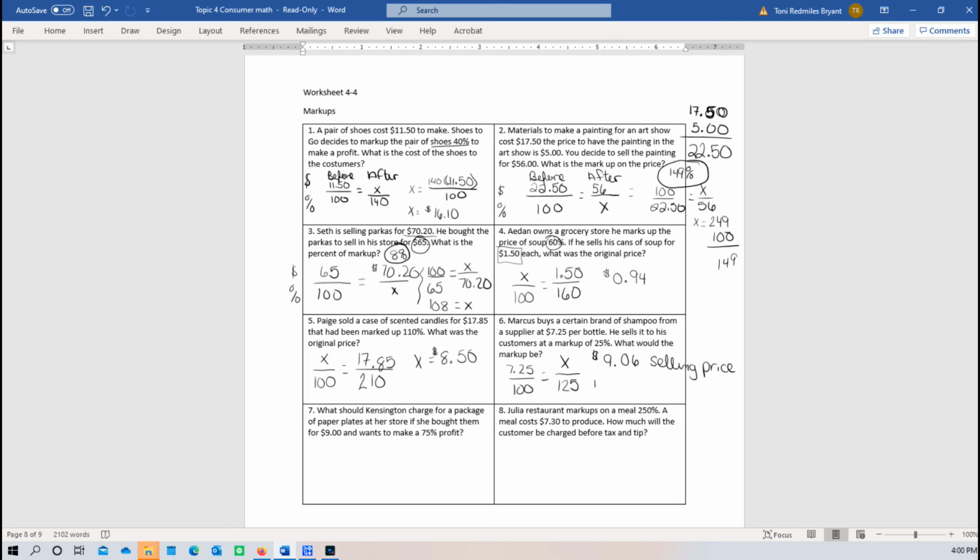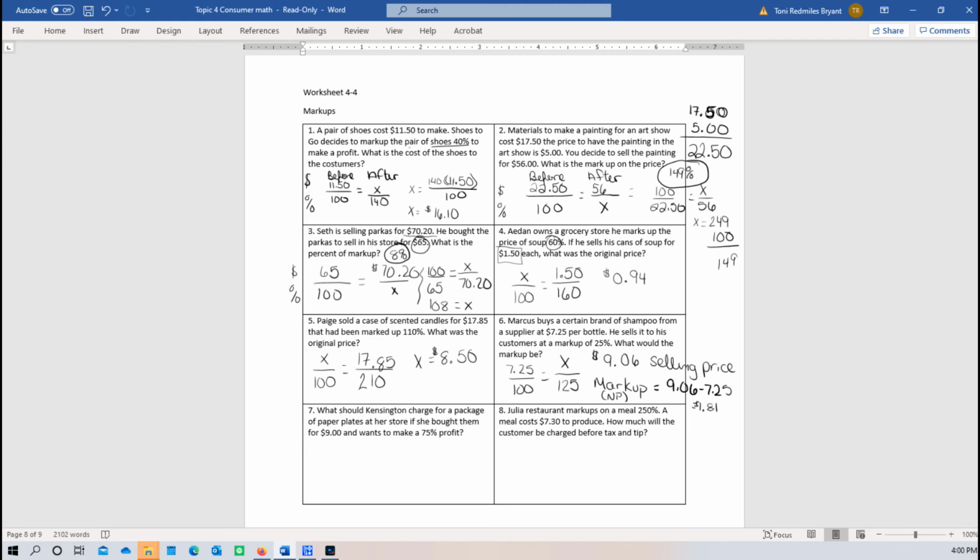So to find the markup amount, which is kind of like net profit, we have to take these two things and we have to subtract them. And that should give you $1.81. That is how much we're making.